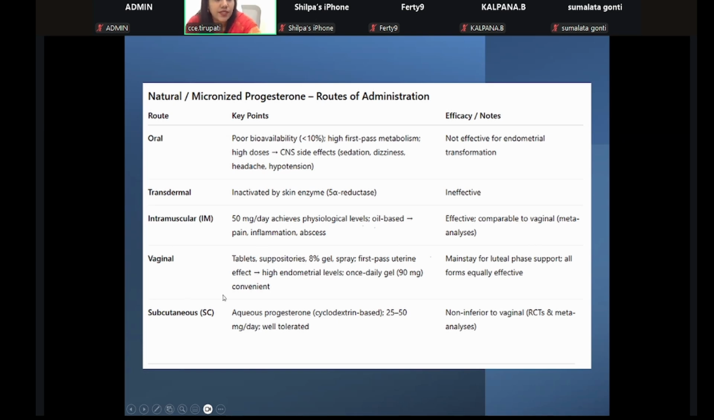And vaginal, we can give it in the form of vaginal tablets, suppositories, or it is even available in the form of 8% gel. So it has high first pass uterine effect. So it achieves high endometrial level. So vaginal preparations are also very effective. And we can give subcutaneous in the form of aqueous progesterone, which is well tolerated compared to oil-based intramuscular injections.